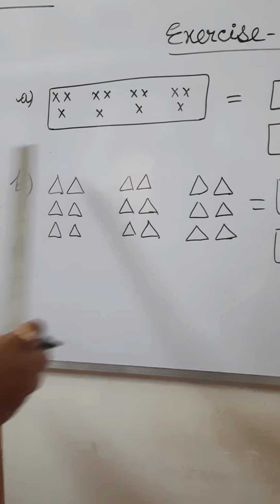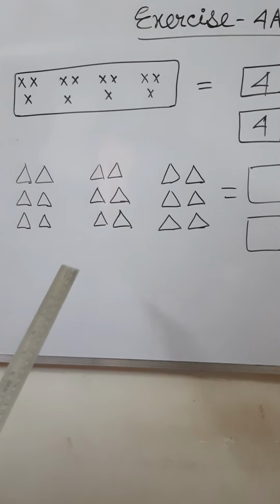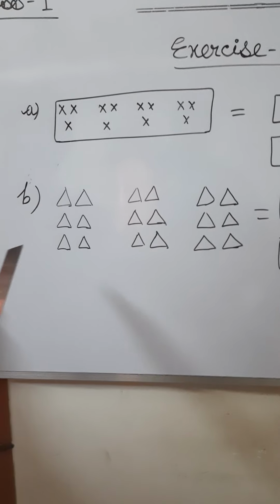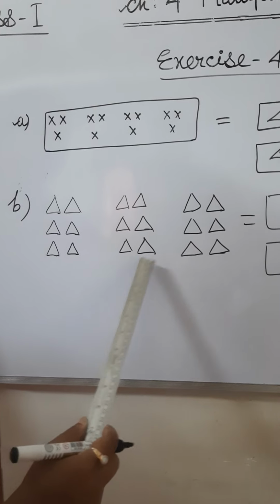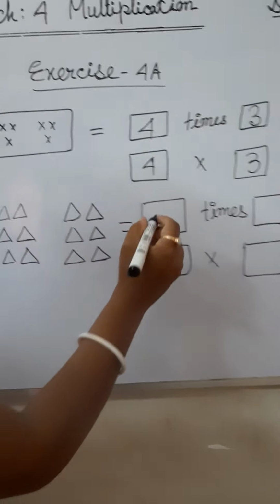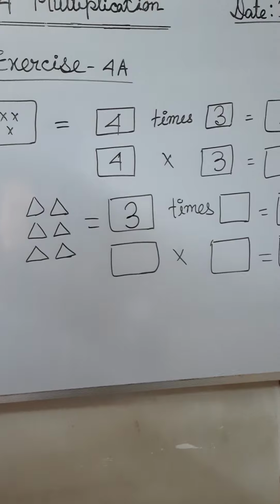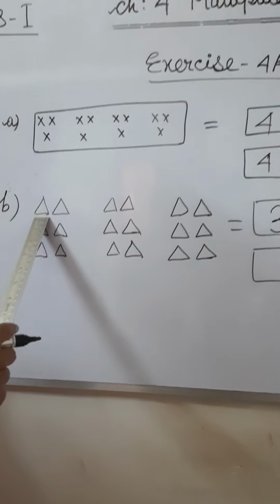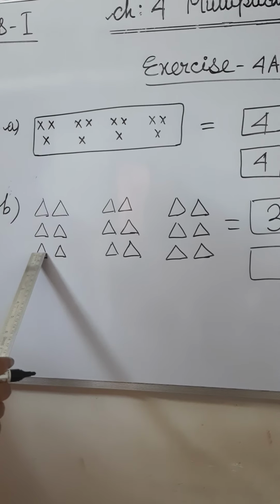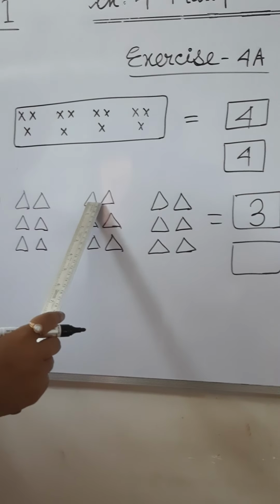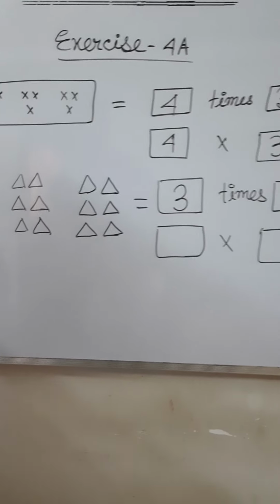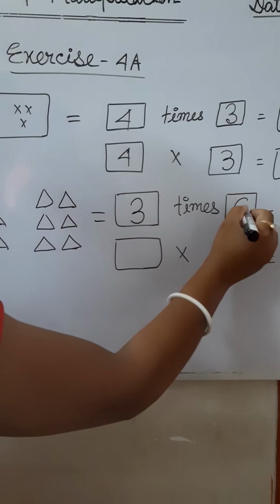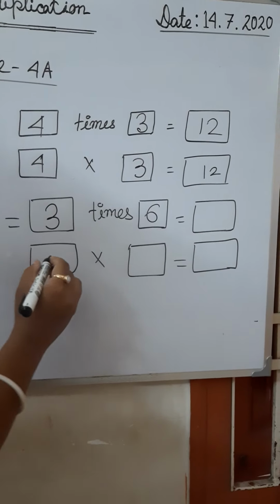Here also one picture is given, and we have to do the multiplication fact. We have to count how many groups there are. 1, 2, 3. So we write 3 times. Now we count how many are in each group. 1, 2, 3, 4, 5, 6. Here also 1, 2, 3, 4, 5, 6, and here also 6. So we have to write 3 times 6. Here also we write 3 into 6.